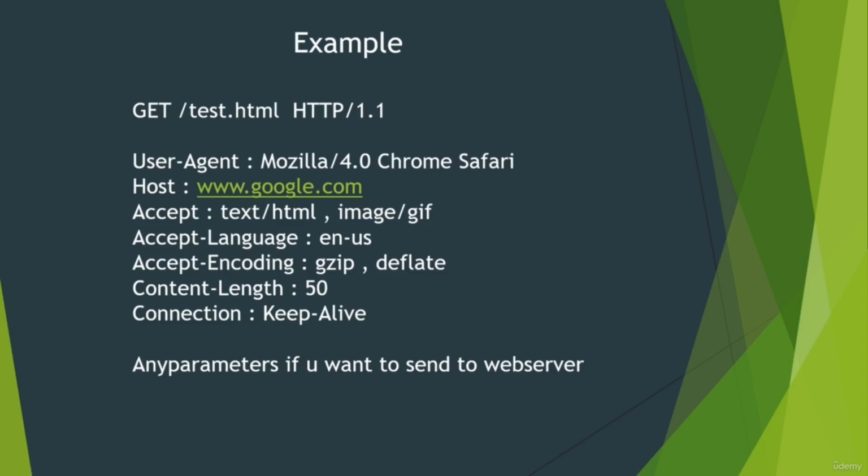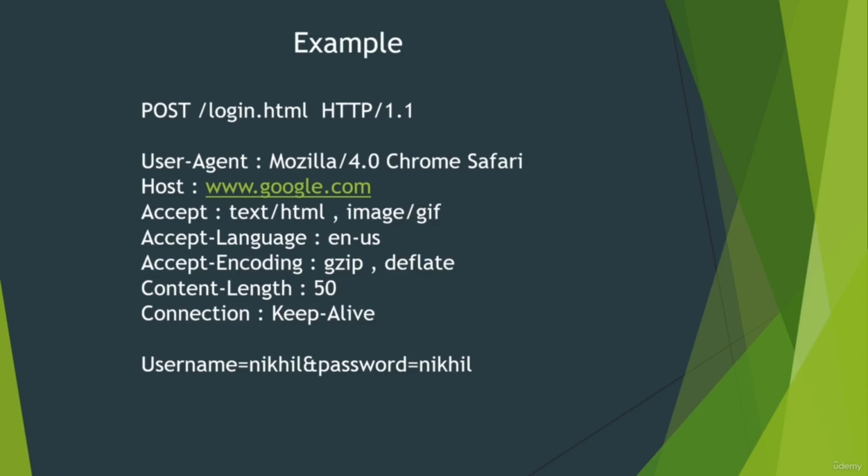So let's see another example, of the POST request. You can see POST /login.html. So what I'm going to do is post some data to this login.html on the web server side, and the protocol I'm using is HTTP 1.1. All these parameter names and values are the same: User-Agent, Host, Accept text/html, Accept-Language English, gzip, Content-Length and Connection. So up to here it is the same, and then you can see there is a line with the actual data you are sending: username equals Nikhil and password equals Nikhil.